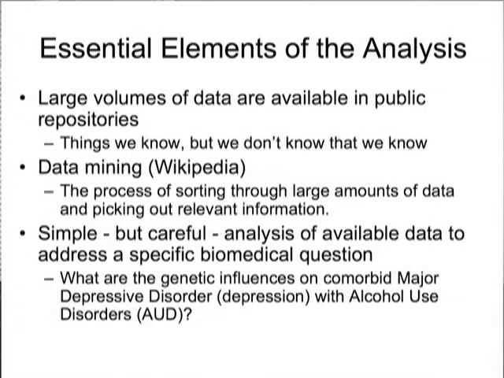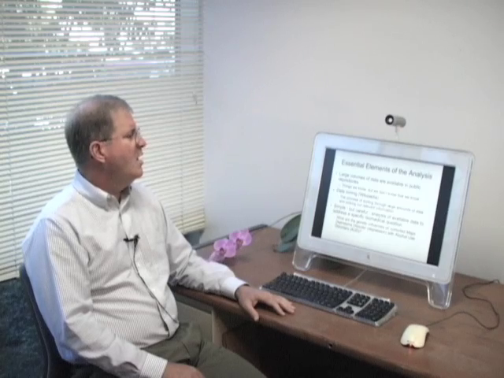The essential elements of this analysis are that there is lots of data available in public repositories, and we would like to make use of that data, optimize the use of it. And I call these things that we know, but we don't necessarily know that we know them. Wikipedia calls data mining the process of sorting through large amounts of data and picking out relevant information. A statistician hears the term data mining and becomes immediately fearful.